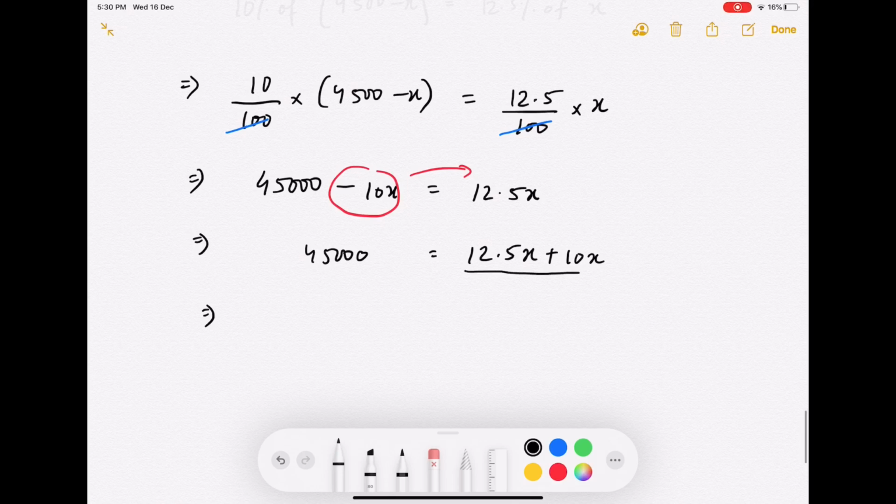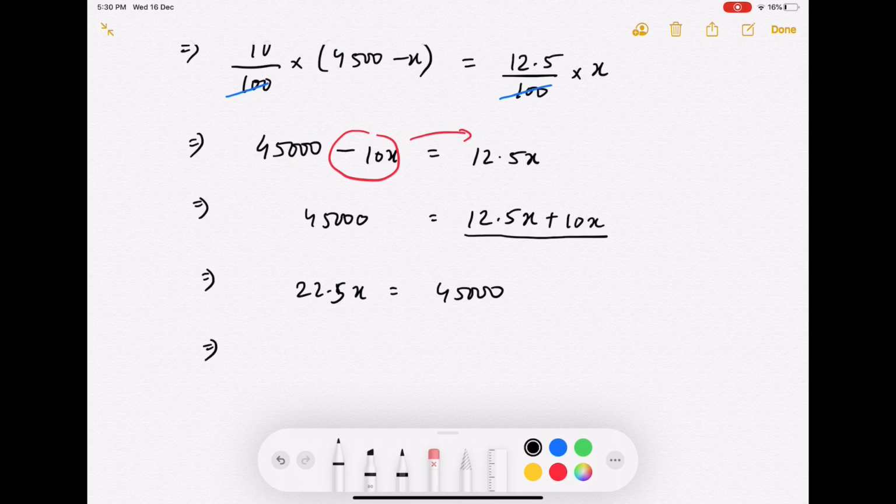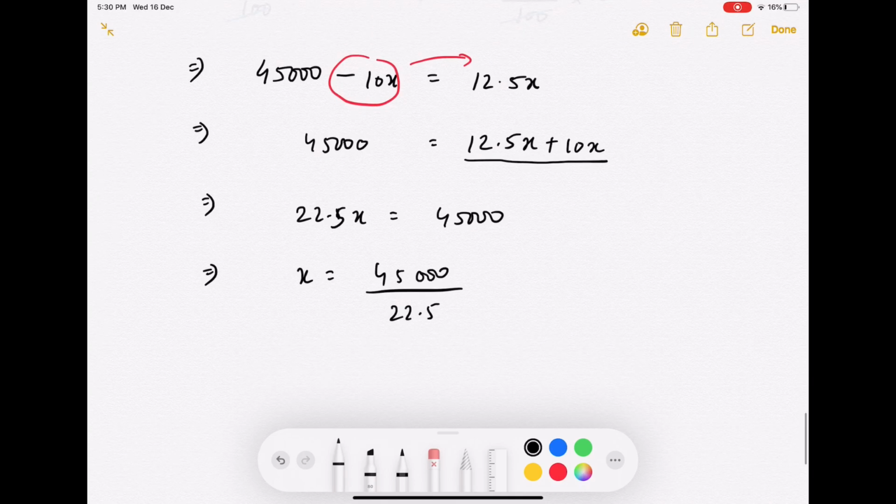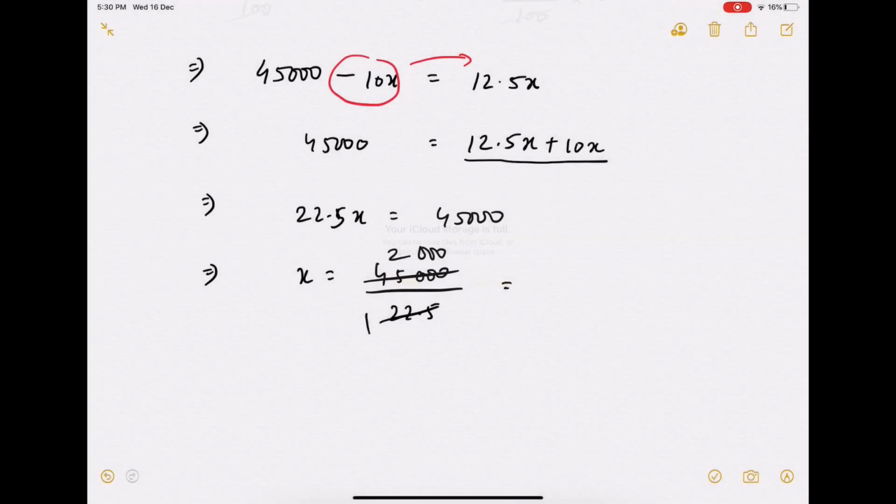So this side is 12.5x plus 10x. It is 22.5x. And the other side is 45,000. So x will be equal to 45,000 divided by 22.5. So I just need to calculate this. Now you can see that 22.5, if you take double of that, that is 45. So this you can say is 1, this will be 2, and there are 3 zeros. So x is 2000.